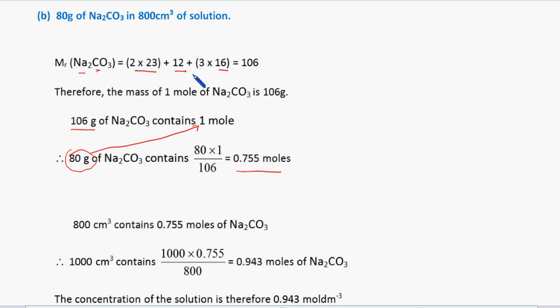This amount of moles has been dissolved in 800 cm cube. So 800 cm cube contains 0.755 moles of sodium carbonate. Therefore, for 1000, because remember, concentration is mole per dm cube, and 1 dm cube is 1000 cm cube, we cross multiply: 1000 multiplied by 0.755 divided by 800, and that gives us 0.943 moles of sodium carbonate. Therefore, we write the concentration as 0.943 mole per dm cube.